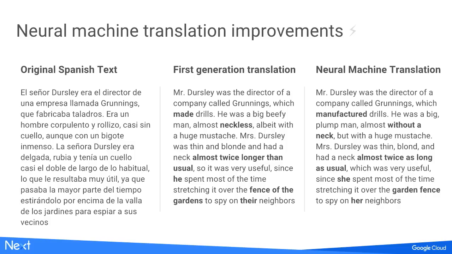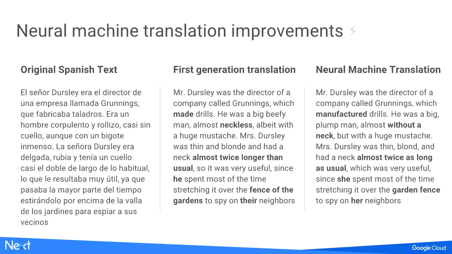So we can look at a few of them. The first bold word says which made drills. It's describing the company where he works. And then neural machine translation is able to change that word to manufactured, which is much more specific to the context of the sentence. Another example is if we look at where it's describing Mrs. Dursley's neck, the first generation says almost twice longer than usual. In the second version, it says almost twice as long as usual, which is a slight improvement.